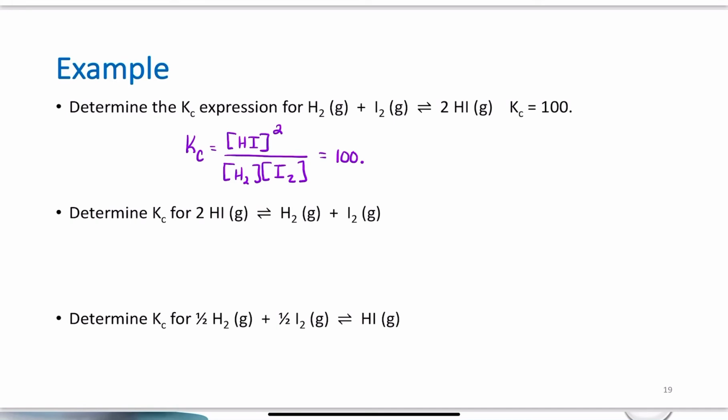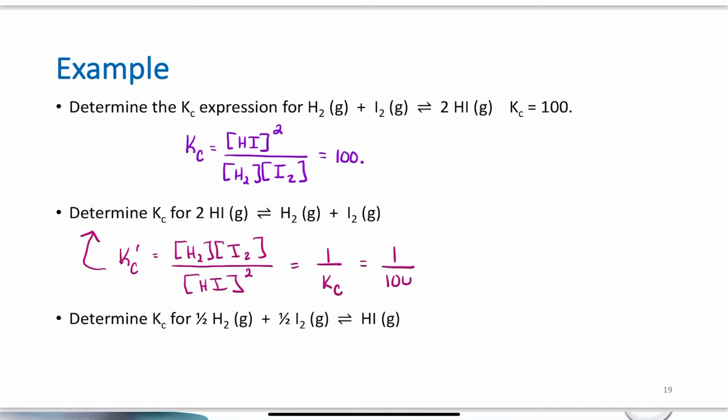Now, what about the second one? Determine Kc for 2 moles of HI gas in equilibrium with H2 gas and I2 gas. On this one, the reaction's been reversed. I'm going to call this Kc prime. Kc prime is equal to H2 times I2 over HI squared. And when I compare it to above, I realize that it's the reciprocal of that reaction. So it's 1 over Kc, which is 1 over 100, or 0.01000. Don't forget your sig figs.